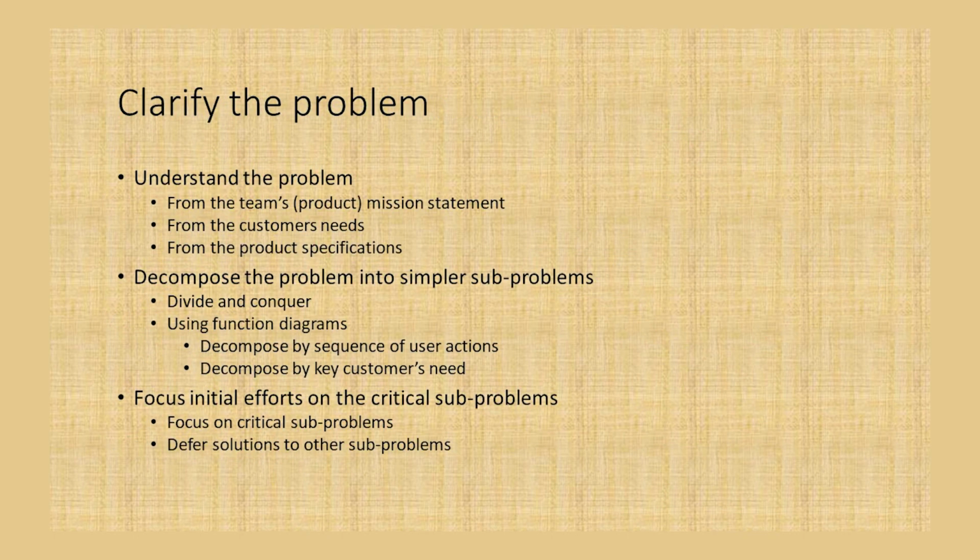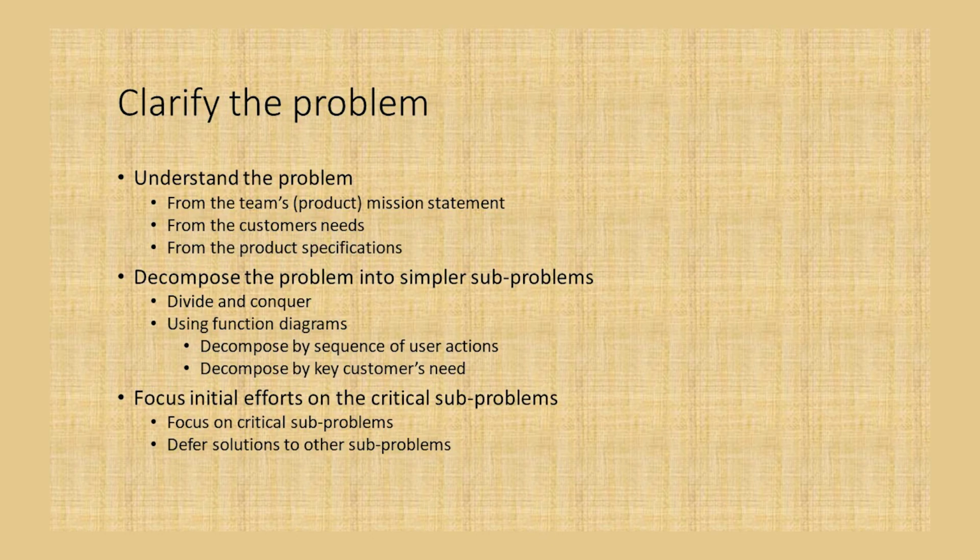So, now clarifying the problem. How do you clarify the problem? Firstly, you want to be understanding the problem. This understanding can come from the team's mission statement. What is the mission statement of your team? Is it to develop an improved nailer? Is it to develop an improved device that is cheaper than what exists in the market? Is it to develop a completely new product or a variant?